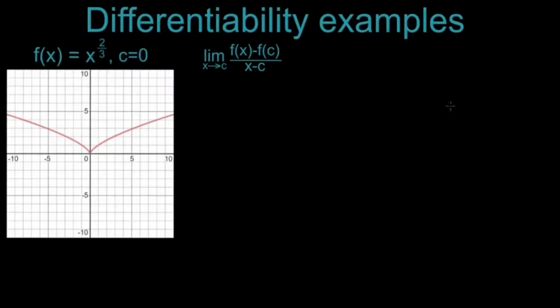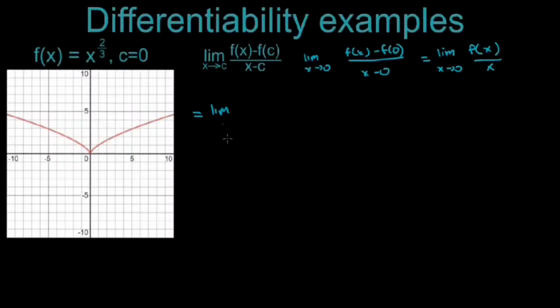In this next example, we have the function x to the 2/3. Again, using the definition of differentiability, you get the limit as x approaches 0 of f of x minus f of 0 over x minus 0. When you plug in 0 into x to the 2/3, this simplifies to just the limit as x approaches 0 of f of x over x. When you plug in x to the 2/3 as f of x, you get the limit as x approaches 0 of x to the 2/3 over x. Simplifying this equation, you get the limit as x approaches 0 of 1 over the cube root of x.